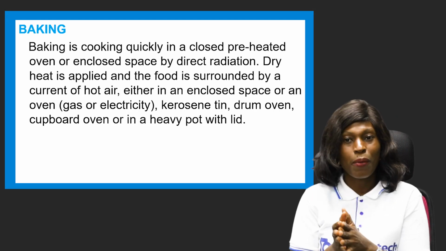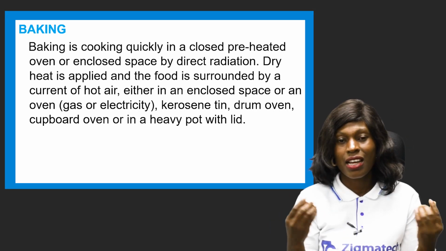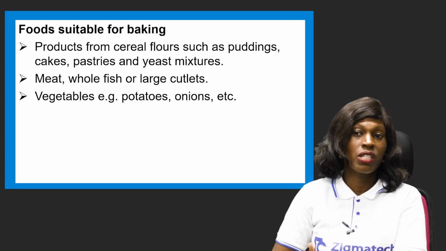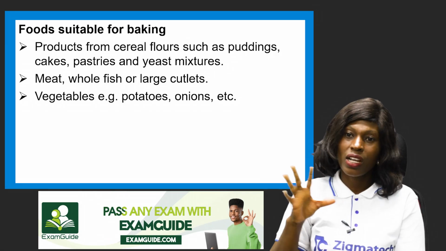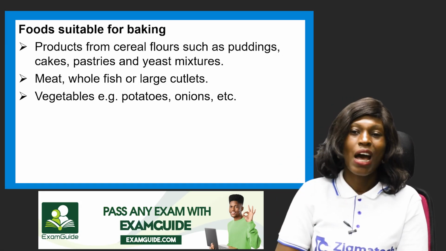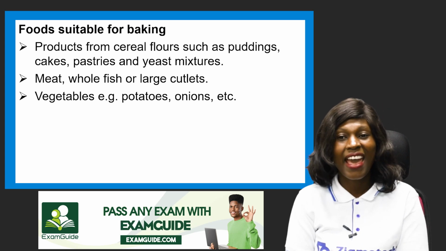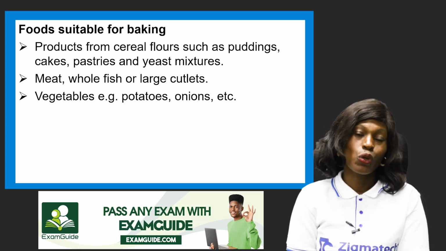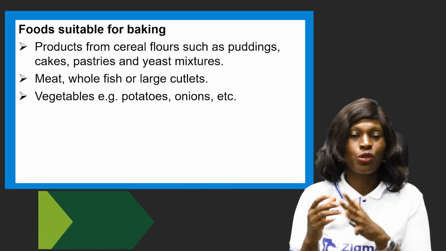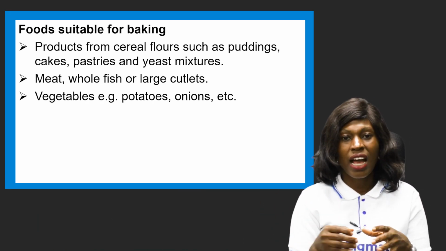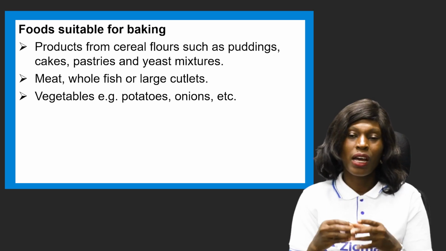Now, we bake a whole lot of our pastries, our cakes, and a whole lot of foods that are suitable for baking. Let's look at some of them. Products from cereal flour, such as puddings, cakes, pastries, and those that have to do with yeast mixtures, like bread and doughnuts. You can bake them.